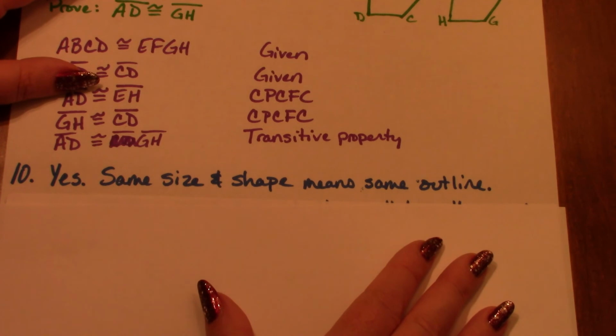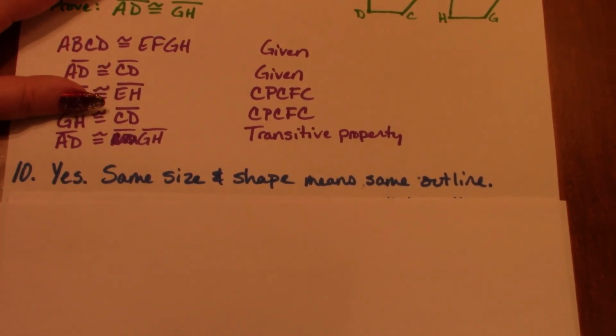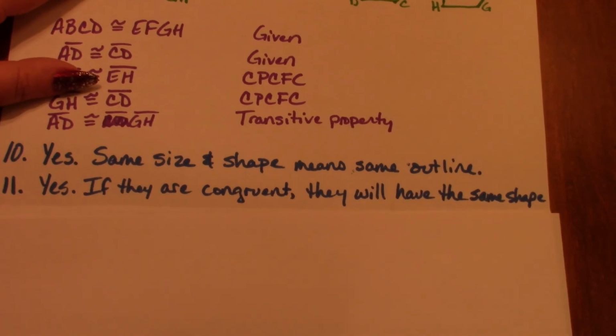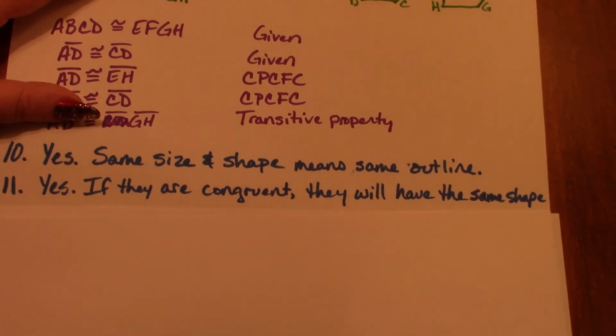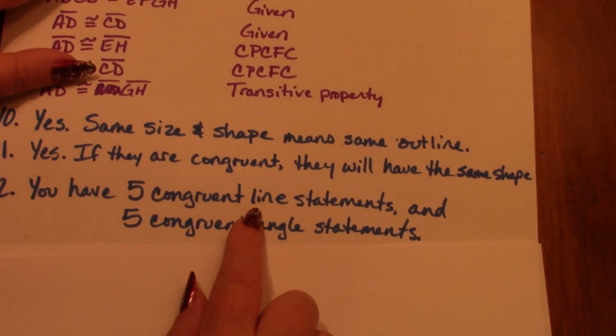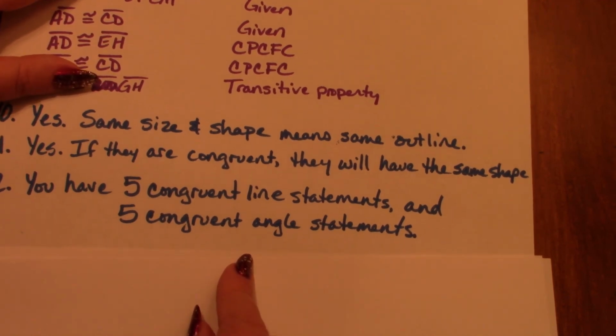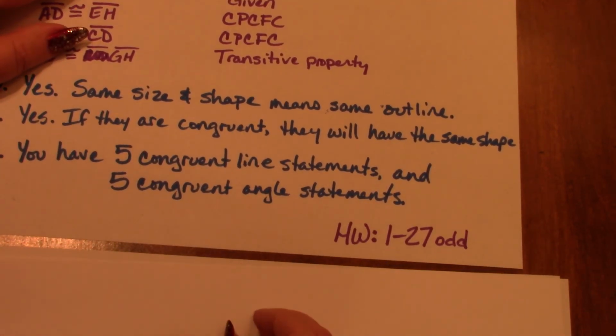Number 10, yes, because if it has the same shape and the same size, it means it has the same outline. Number 11 is yes. If they are congruent, they will have the same shape. And number 12, you are going to have 5 congruent line statements and 5 congruent angle statements. And that's this section, and that's this unit.